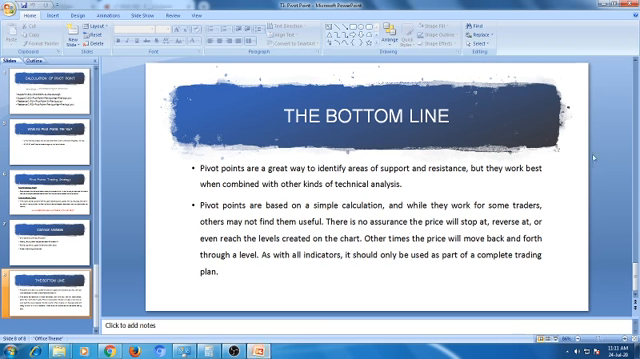So what is the conclusion? Pivot points are a great way to identify areas of support and resistance, but they work best when combined with other kinds of technical analysis. It is a simple calculation. It works for some traders. Others may not find it as useful. There is no assurance that price will stop or reverse or even reach the levels created on the chart. So as I told earlier, always use some other technical indicator also with pivot point. Then the chances of winning are much higher.